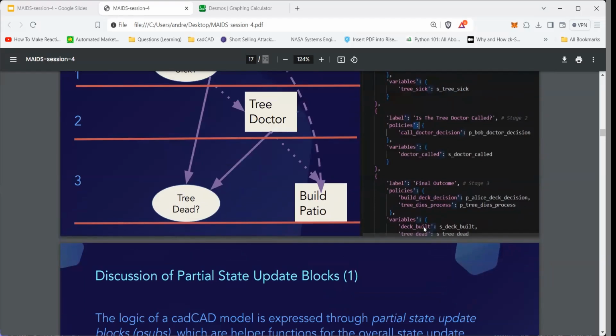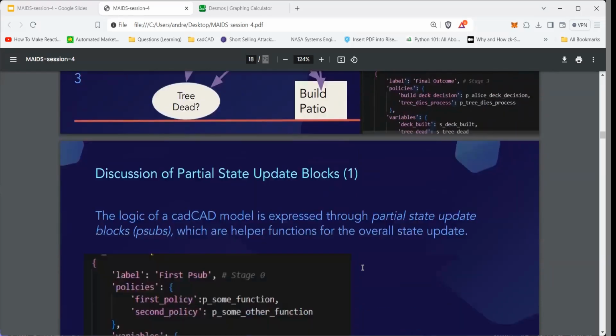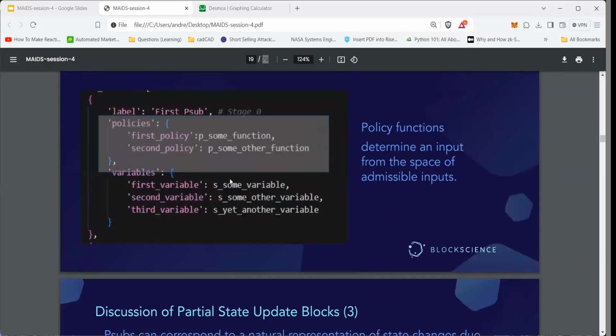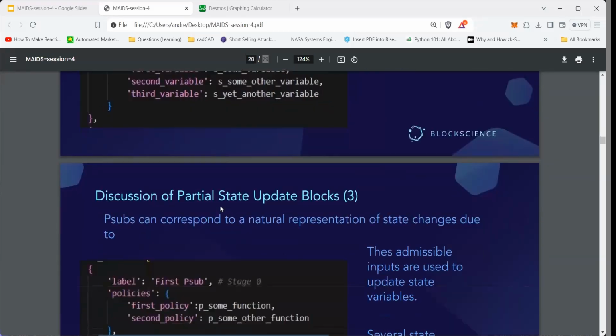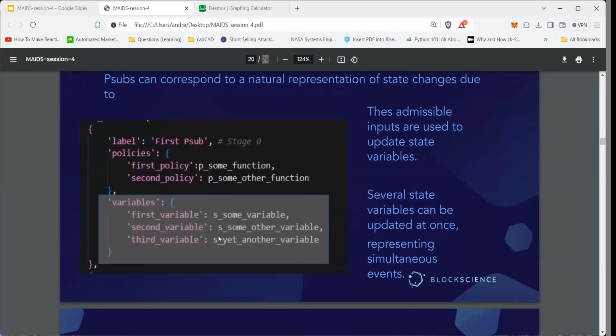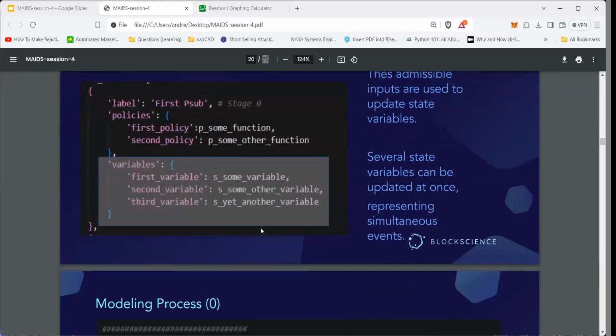In the partial state update block, there are two state update functions. These numbers, there's really no required relationship between the numbers of policy functions and the number of state update functions. It's structurally that these policy functions feed information to the state update variables through an internal mechanism.